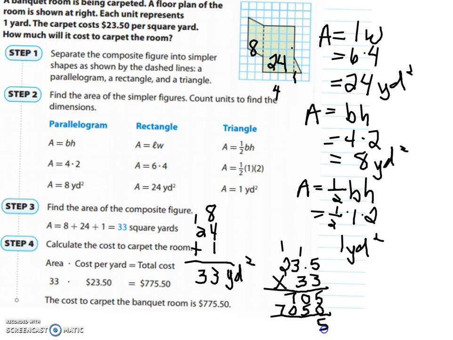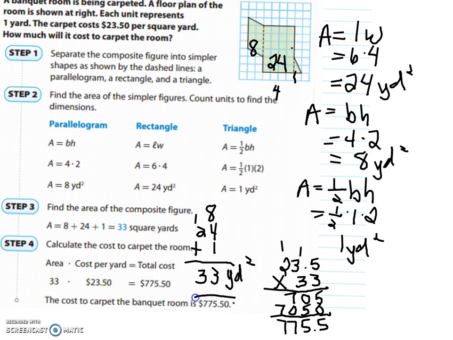All right, we add it up. We have 5, 5, 7, 7. Okay, and we have 1D plus 0D is 1D, so $775.50.